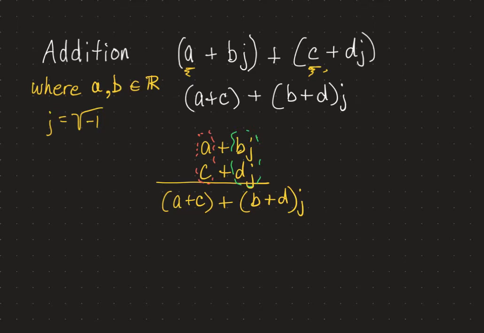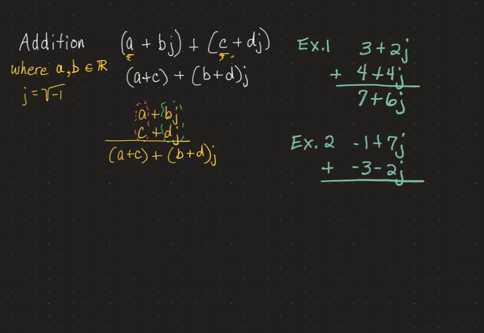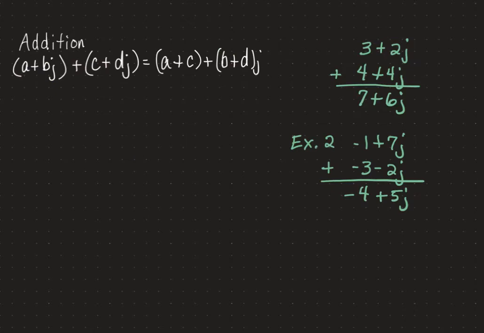For example, if we add the complex number 3 plus 2j to the complex number 4 plus 4j, we would get 7 plus 6j. We could also add the complex number -1 plus 7j to the complex number -3 minus 2j, and we will follow our rules for addition of signed numbers to get -4 plus 5j. So those were addition problems.